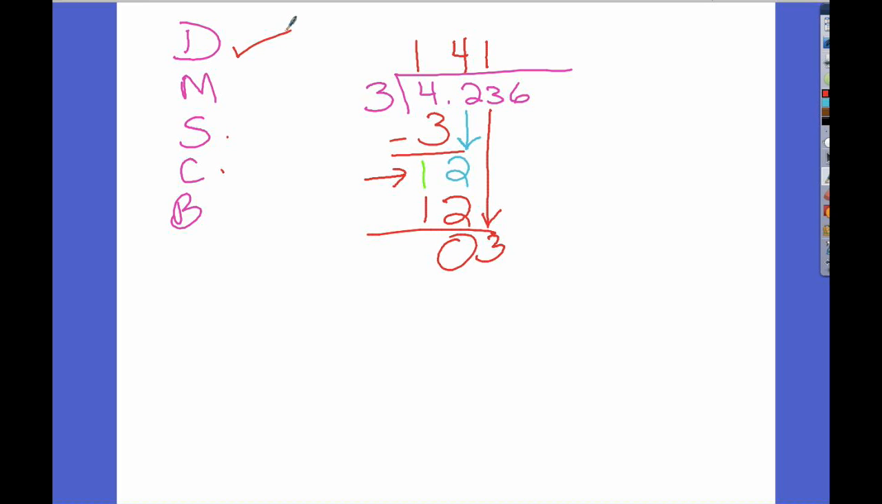Okay, divide. Then what do we do, everybody? Multiply 1 times 3. And what's my answer? 3. Now what do I do? Subtract. 3 minus 3 is 0. Then what do I do? Check. Is 0 bigger than 3? No. Now what do I do? Bring down the 6. Right there. Now what do I get to do?